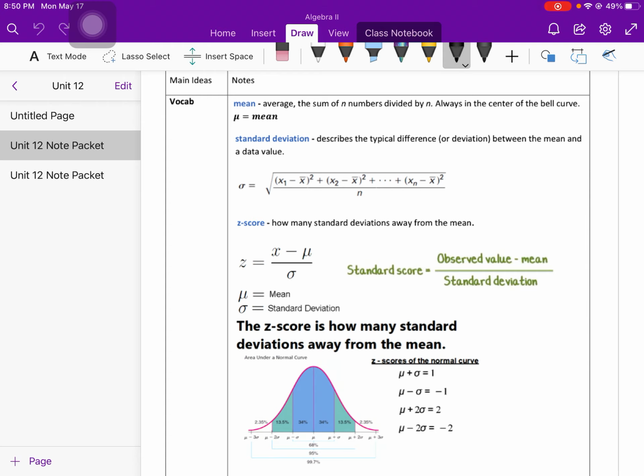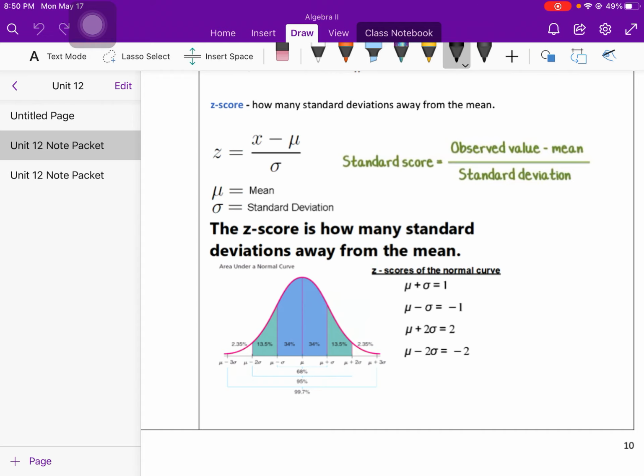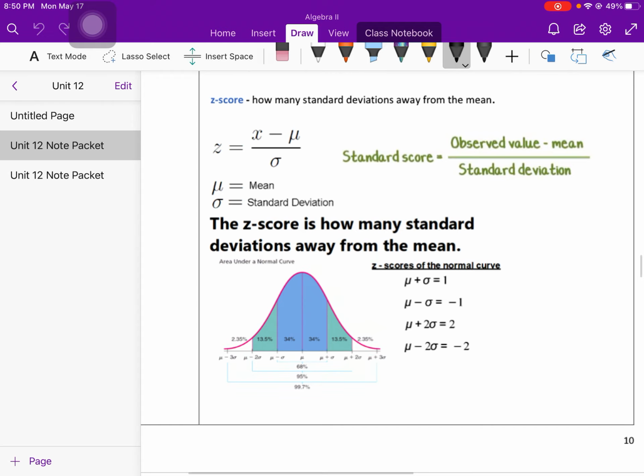And then here's the formula. Z is equal to x minus mu divided by sigma. Remember that mu is the mean, so that's this part right here, and then this is sigma, the standard deviation. x is the observed value, so whatever number we're looking at specifically from the data set. That's the observed number minus the mean divided by the standard deviation, and that's going to give us the Z-score, or the standard score.